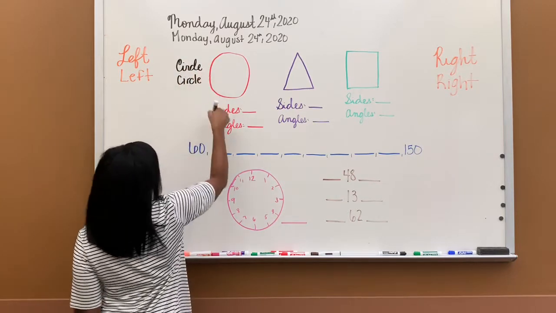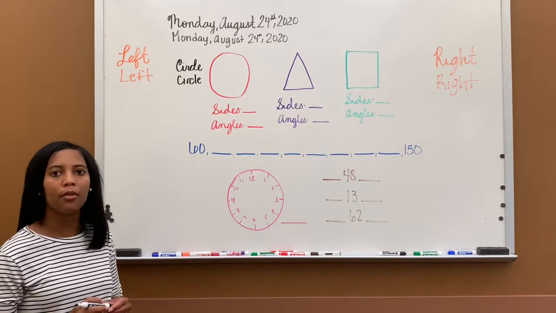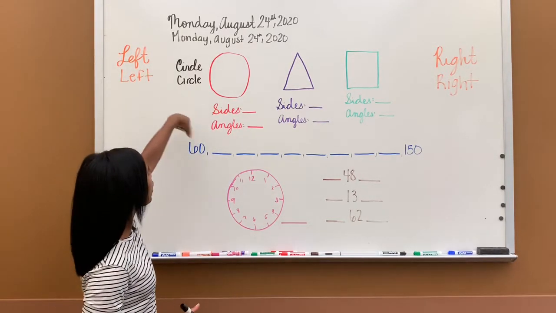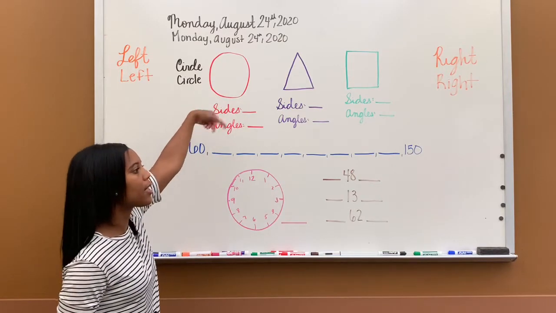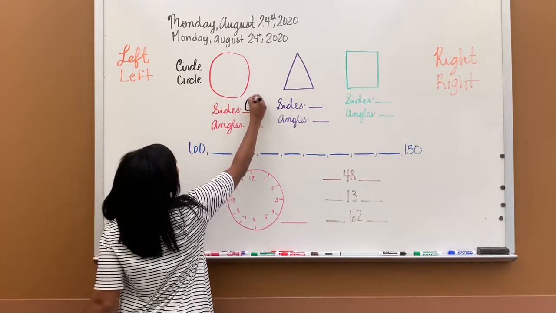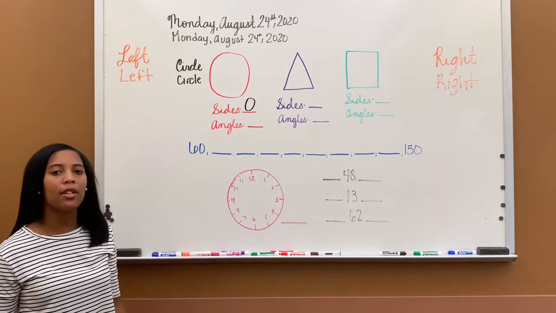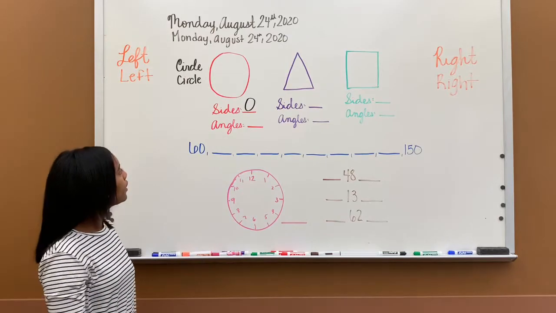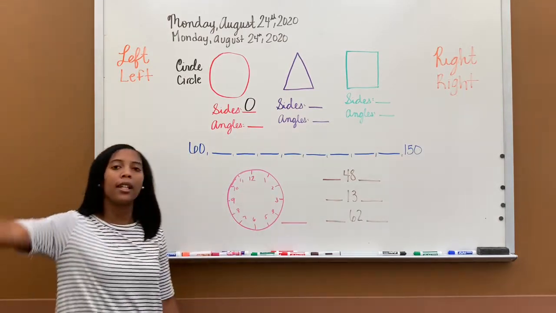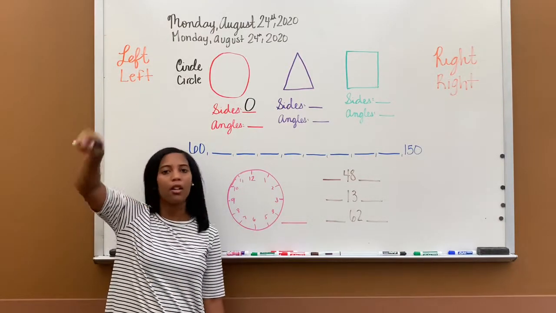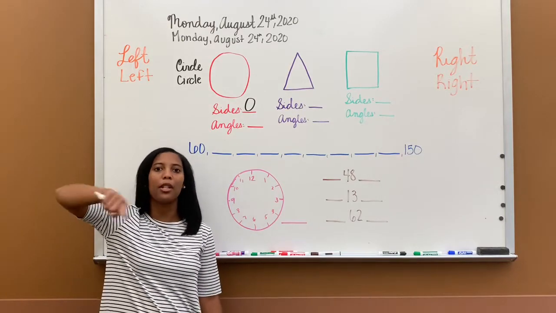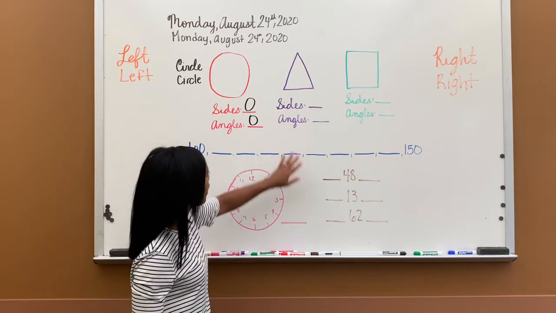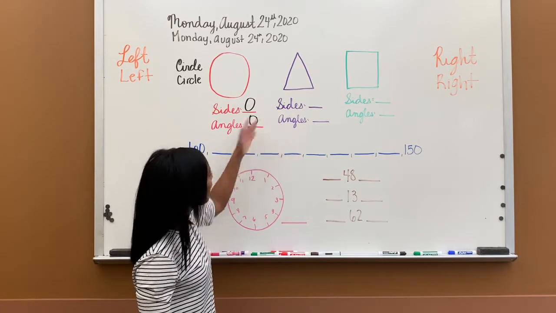I want to know how many sides does a circle have? I hope you said 0 because a circle is curved all around. There are no sides to a circle. A circle has 0 sides. How many angles? An angle is a corner. It's where two lines meet one another. I hope you said 0 because, again, a circle is curved. There are no corners. There are no angles that meet one another. So it's 0.